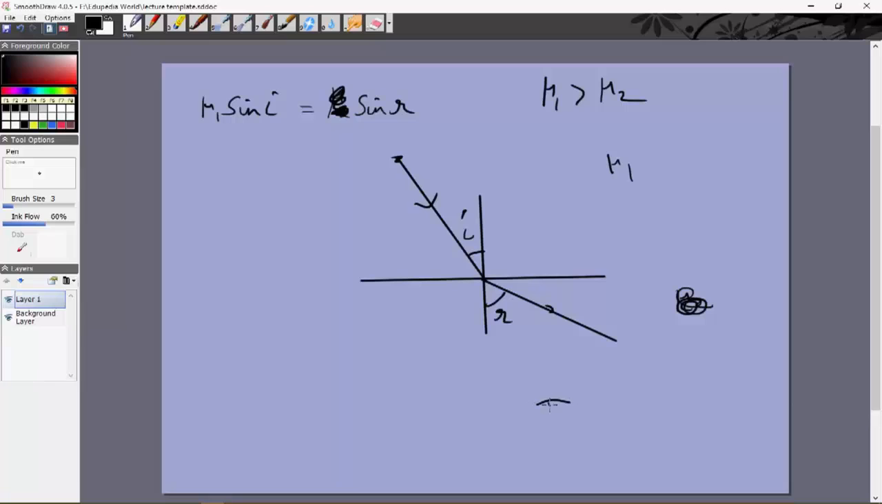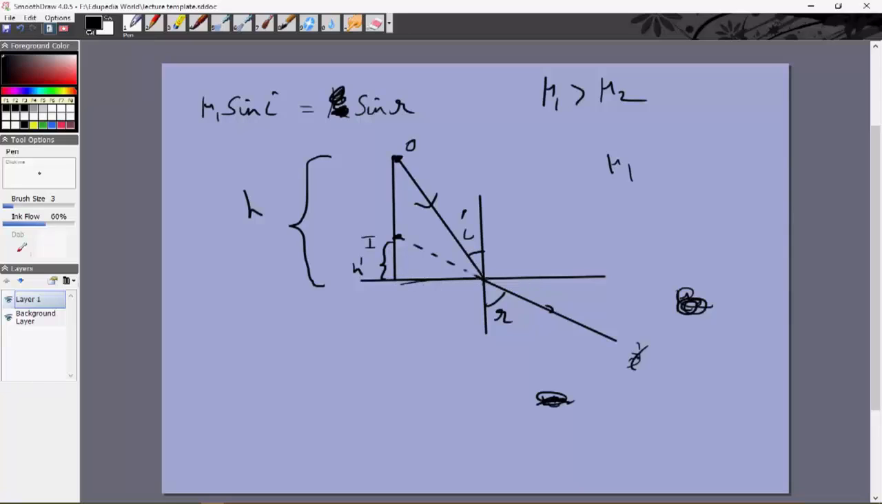So if we have our eyes over here, then this ray coming into our eye looks to us as though it came from this point. So instead of the object being here, the image of the object will look to us to come from this point. Let's say this depth of the object in the water is h. Our goal is to find this new h dash in terms of h. That's easy enough.